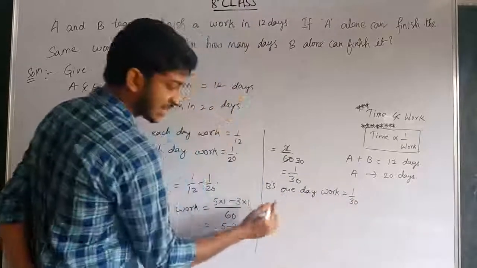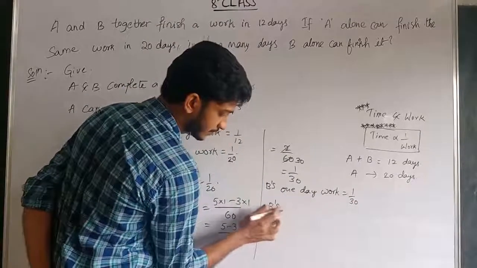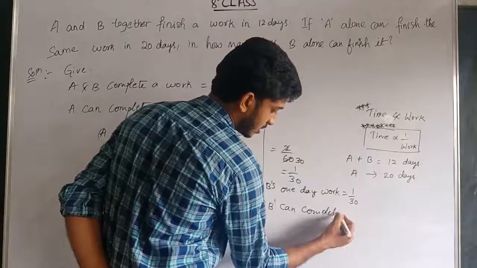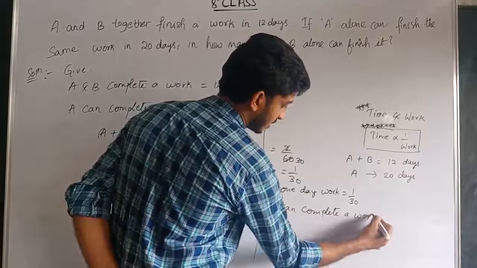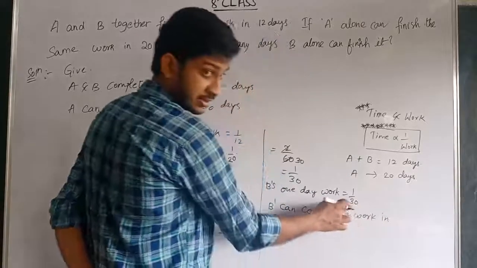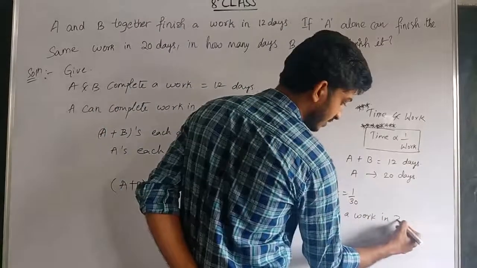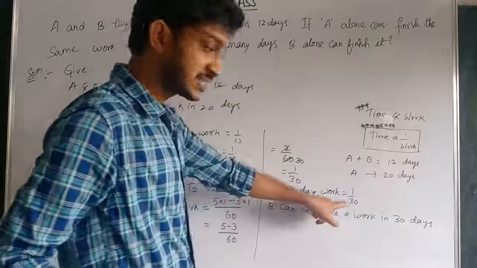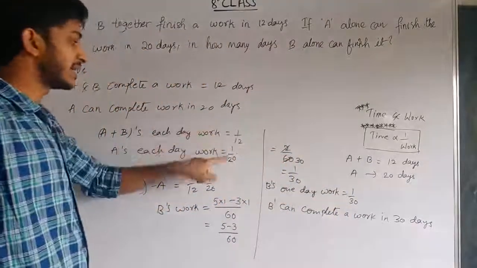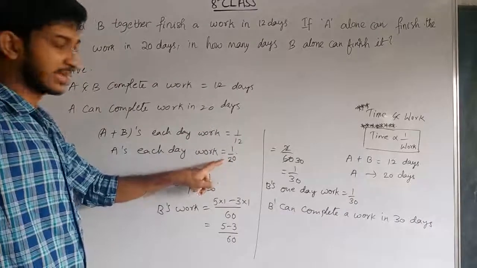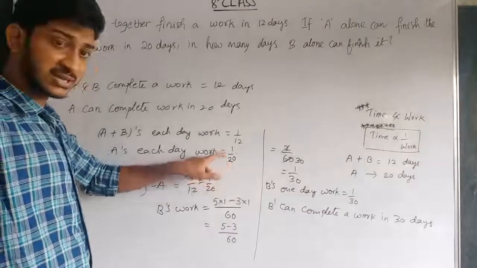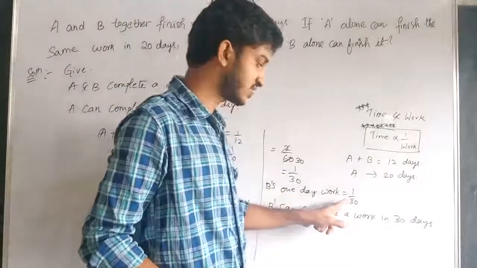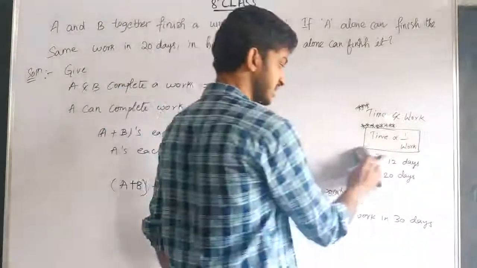So B can complete the work in the inverse of this number, 30 days. See here, it is B's one day work, and it is A's one day work. A completes the work in 20 days, and B completes the work in 30 days. Okay children.